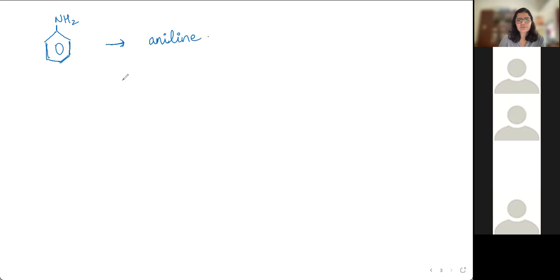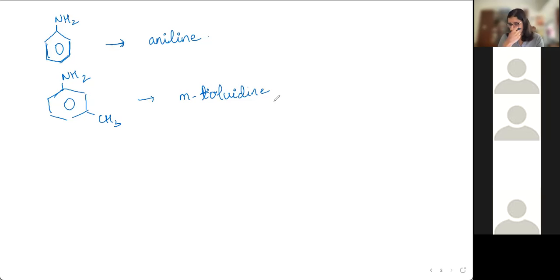Apart from this, you have something called toluidine, which is basically a derivative of toluene. Depending on where the CH3 is, with the NH2, suppose CH3 is over here, so this is meta-toluidine. TOLU from toluene, toluidine. So it's a derivative of toluene. This is toluidine.